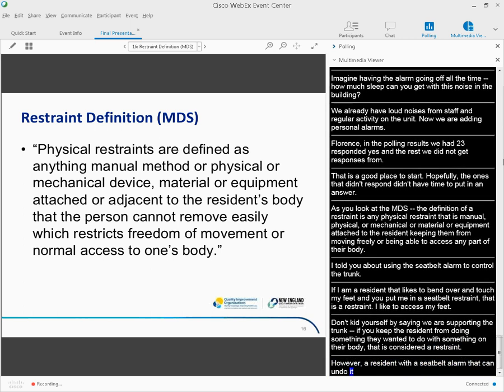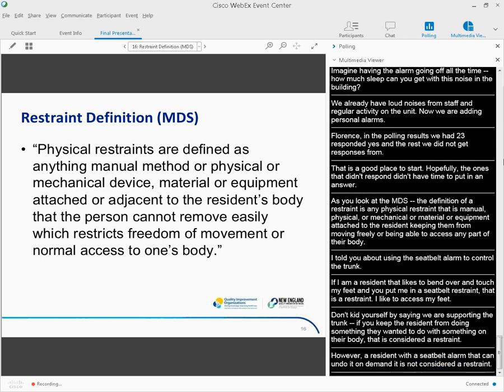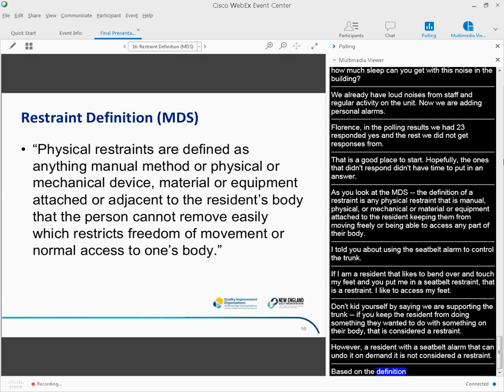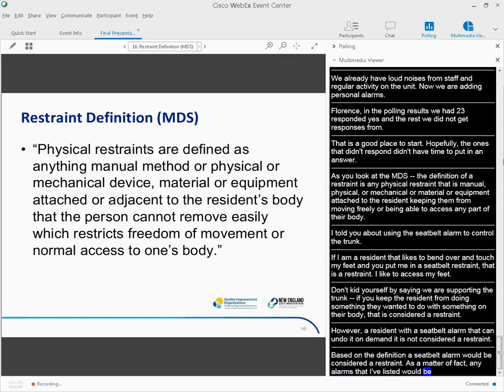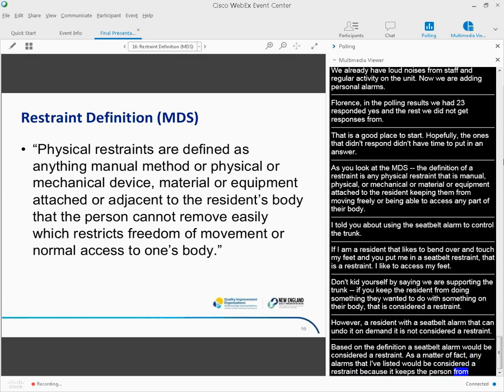So based on this definition alone, a seatbelt alarm would be considered a restraint. As a matter of fact, any of those alarms that I listed would be considered a restraint because it keeps the person from being able to move or access parts of their body. Next slide, please.